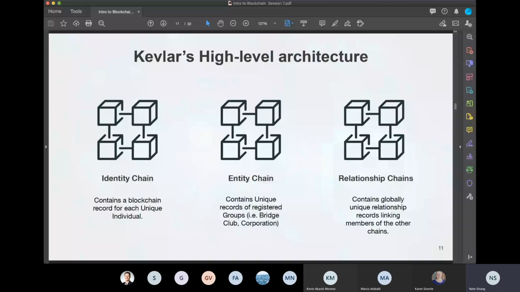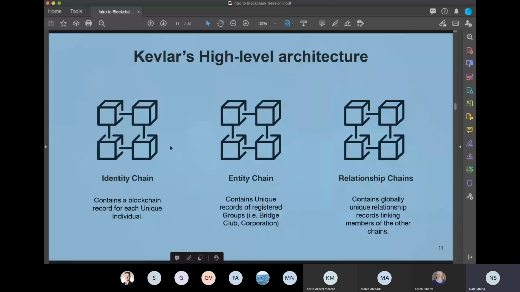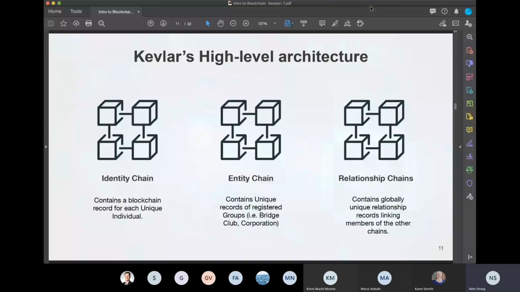Thank you. So now when we look at our third chain, thank you for that, Mark, we can see that the relationship chain essentially records relationships between identities and entities. And these are similarly globally unique records that link members of these two other chains. And the types of relationships we can see are nearly infinite. We can have basic fundamental social relationships all the way to legal and regulatory relationships with regulatory bodies and entities.